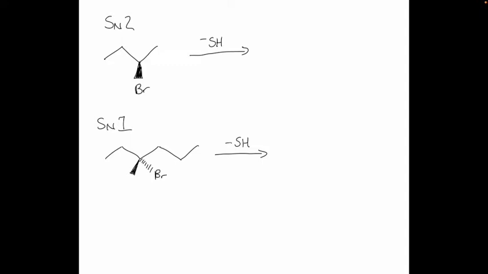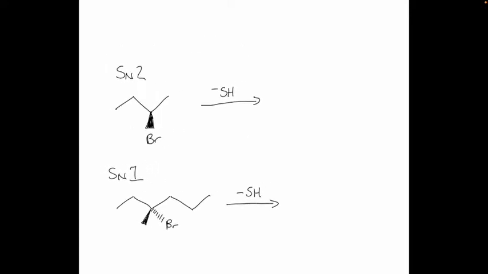So substitution, right? In all of these, the S stands for substitution, meaning I'm going to be swapping functional groups. So in both of these reactions, I'm just exchanging that bromine for that sulfur. That's what a substitution reaction is. You're swapping your functional groups here.